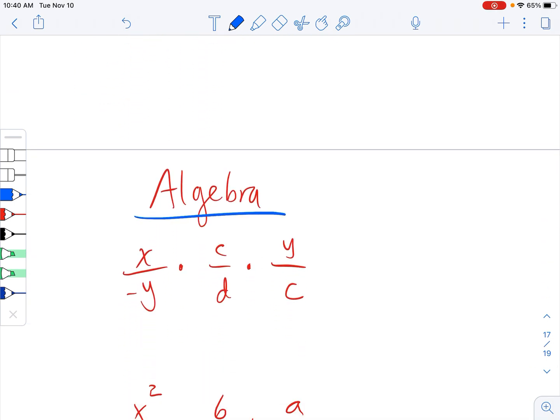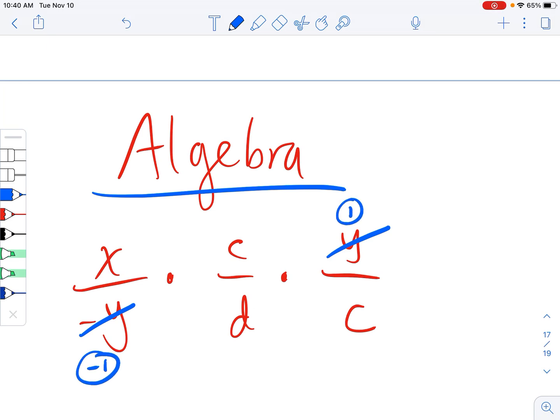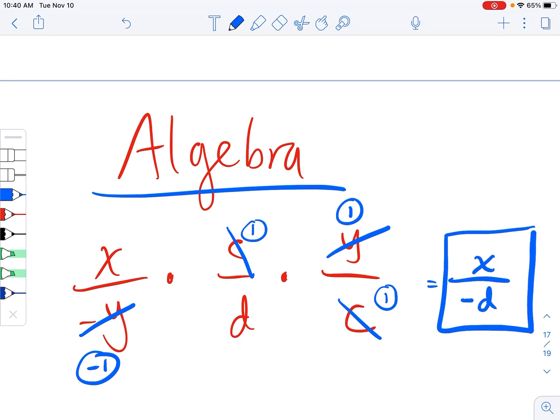Let's just revisit multiplying. And so I'm noticing here I have a x over negative y, a c over d, a y over c. I'm going to cancel my y's. I'm going to make sure I keep track of the fact that this is actually a negative 1. My c's also are going to cancel. And so I just have an x in the numerator, and negative 1 times a d times a 1. So this is my correct answer.